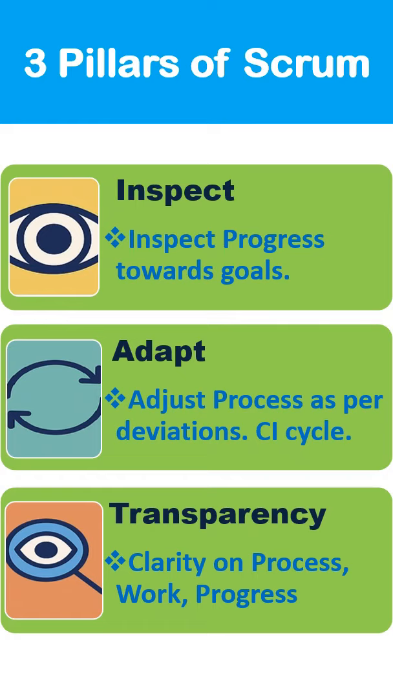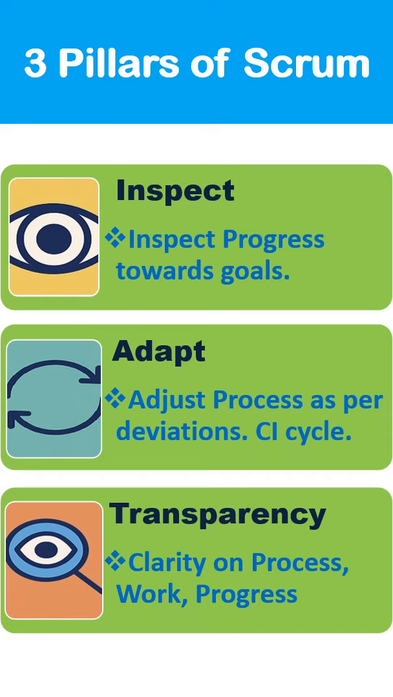three pillars are inspect, adapt, and transparency. So by inspect, we mean inspecting regular progress towards our goal. It could be sprint goal, release goal, the product goal. Adapt means adjusting process as per deviations. So whenever we see we are deviating, either when we are ending a cycle or when we are doing a review, how we can adapt what is required to meet our goal. So it's also part of a continuous improvement cycle.